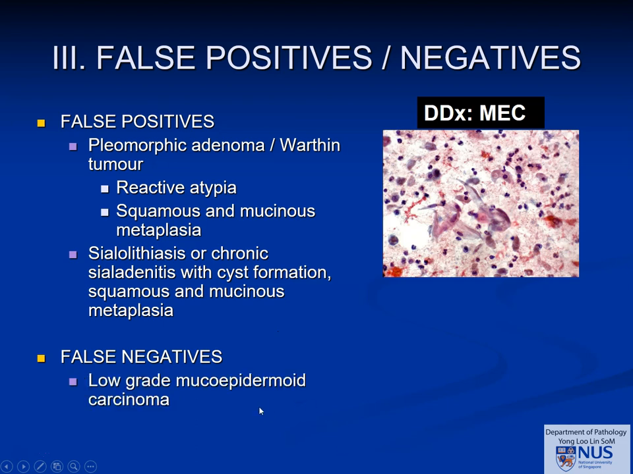For false negatives, we have low-grade mucoepidermoid carcinoma, and you see that a lot of the pitfalls center around low-grade mucoepidermoid carcinoma. This may be missed because of paucicellular smears, or sometimes just the presence of mucin alone with hardly any cells.